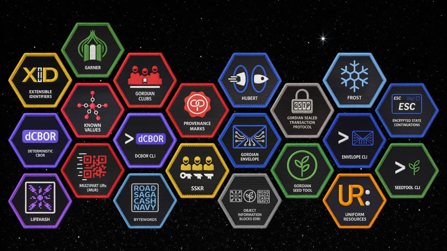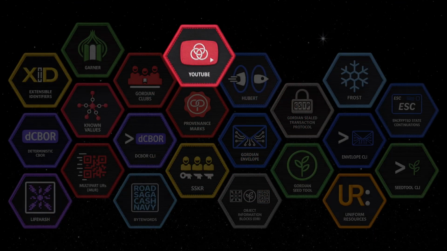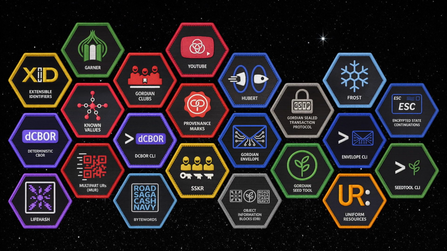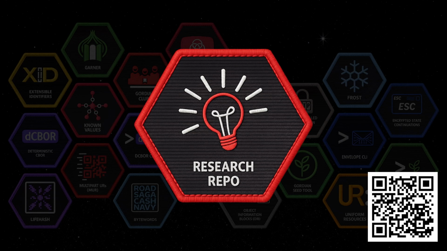If you want to see any of these technologies demonstrated and discussed, we have a YouTube channel with deep dives, walkthroughs, and recordings of every Gordian developer meeting. All our specifications are published as BCR papers, Blockchain Commons research papers, in our research repository on GitHub. Formal definitions, encoding rules, test vectors, design rationales. If you're implementing any part of the stack, start there.